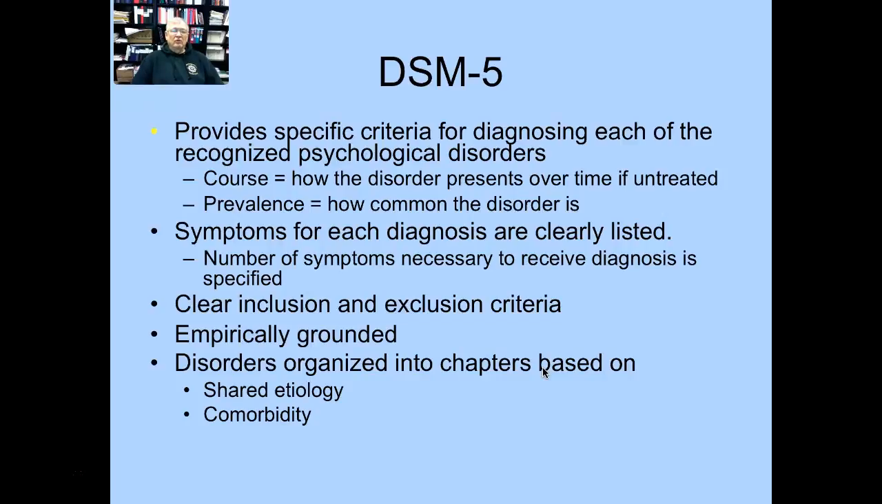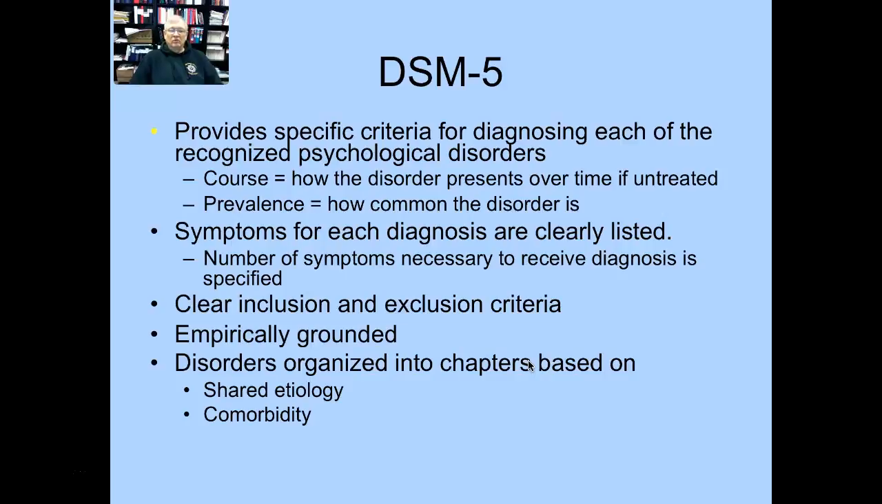So for each of these disorders, it presents information on the course of the disorder, how it would go if it were untreated, and you looked at its development over time. Prevalence is a term referring to how common the disorder is, and we'll talk a little more about that later. Symptoms for each diagnosis are clearly listed in the DSM. Each category, each specific disorder indicates the number of symptoms necessary to receive a diagnosis. It also includes specific inclusion or exclusion criteria. Inclusion means it has to be there, or it's a symptom that contributes to the definition of the disorder.